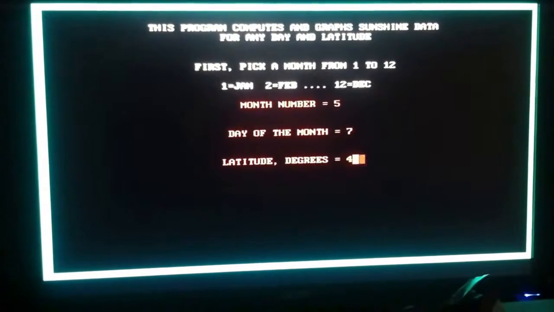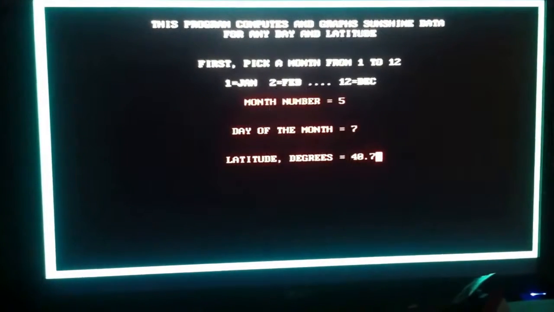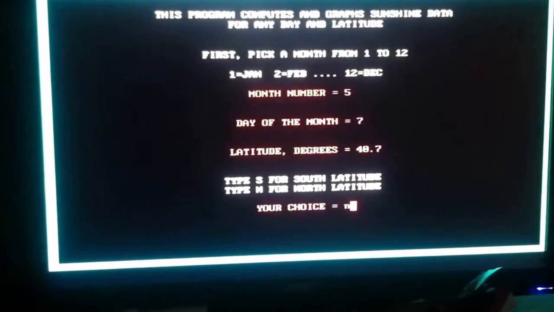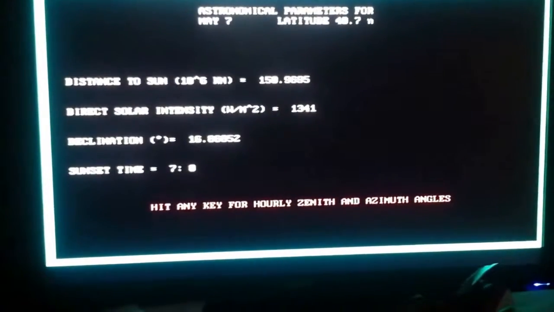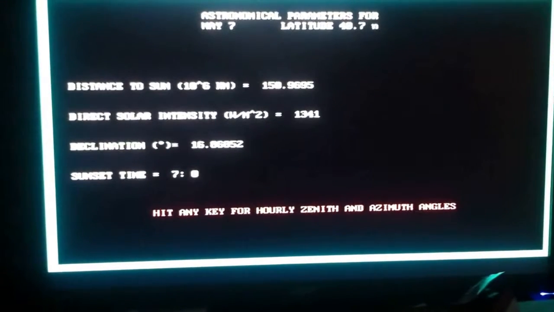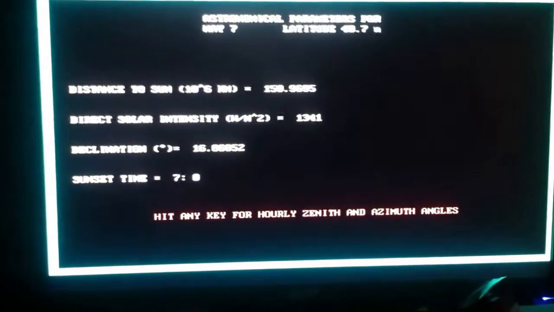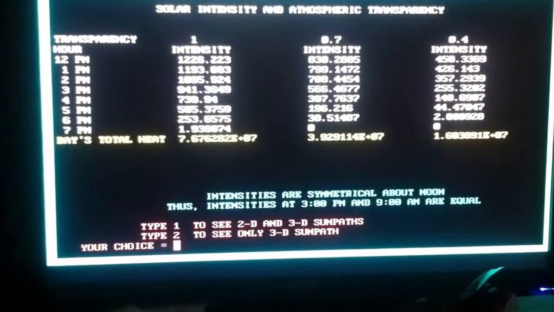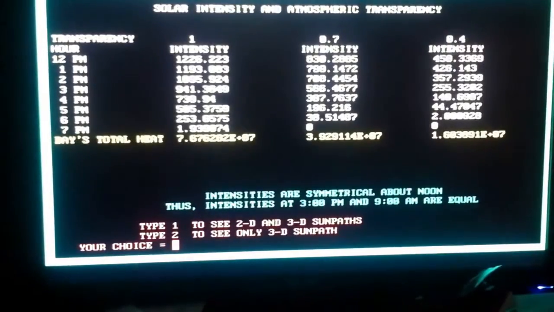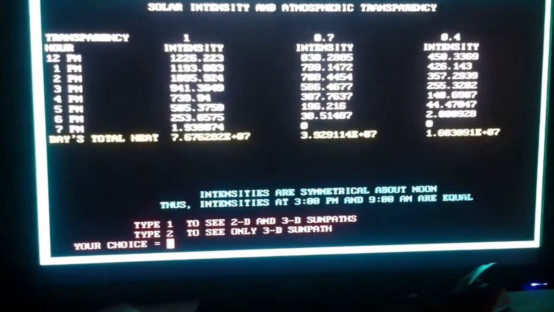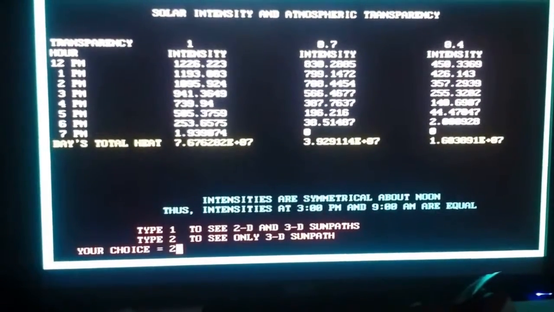Again, our latitude is about 40.7 degrees latitude north. We want to know the path of the sun for the northern hemisphere. Now, sunset time is about 7 o'clock Eastern Standard Time. Okay, so now let's compare and contrast the path of the sun to the two previous dates and the present date.